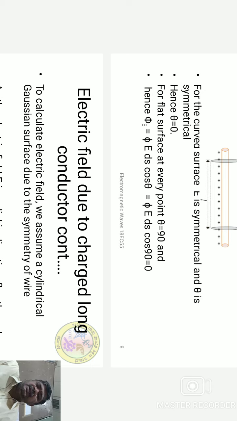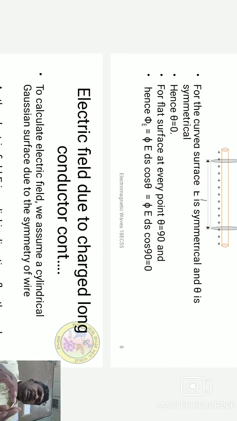Since these two are symmetric and these two are normal, the theta value is going to be 0. For the flat surfaces, ds and the electric field are at 90 degrees, so theta is going to be 90 degrees. Now I don't have only one closed surface. The closed surface is partitioned into three: one is the curved shape, another is the flat on the top, and another is the flat on the bottom. So to get the electric field intensity, I have to add up these three.